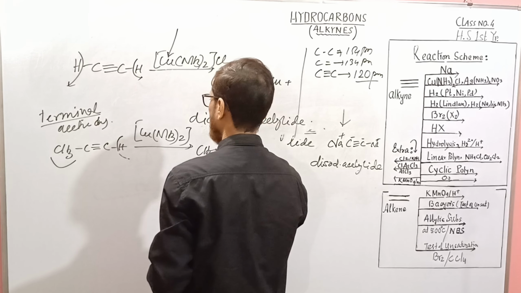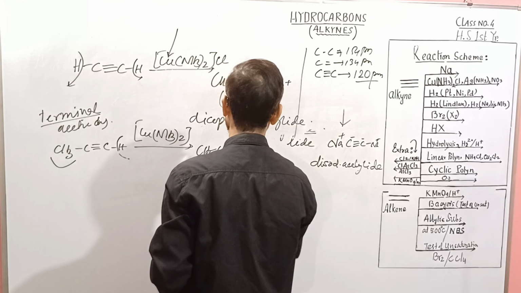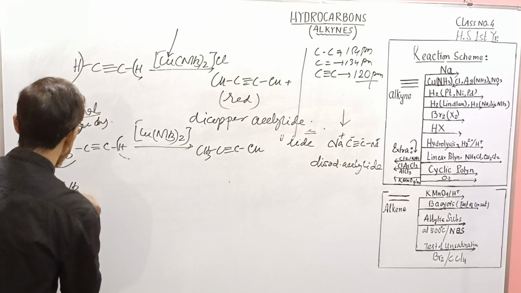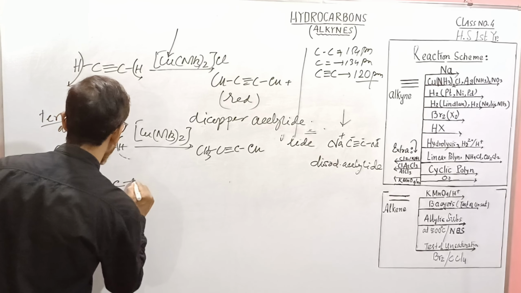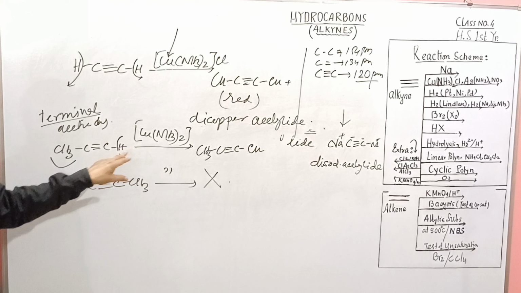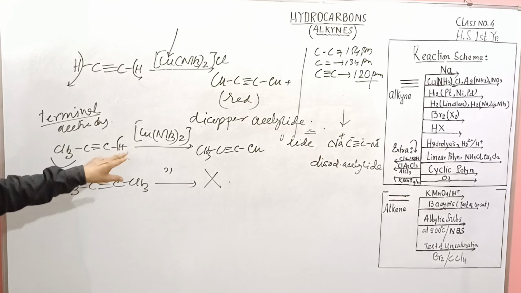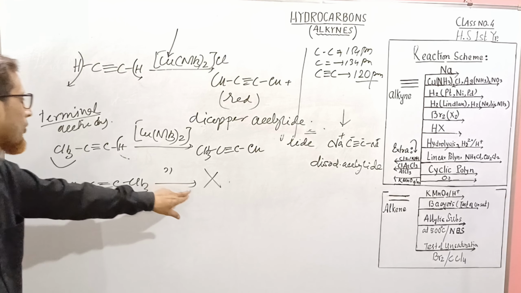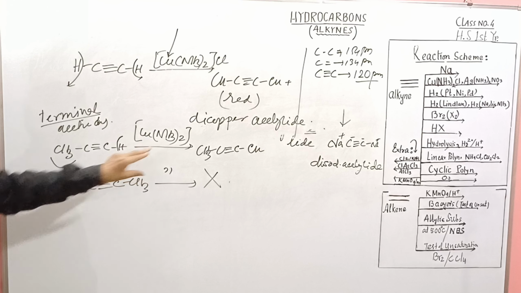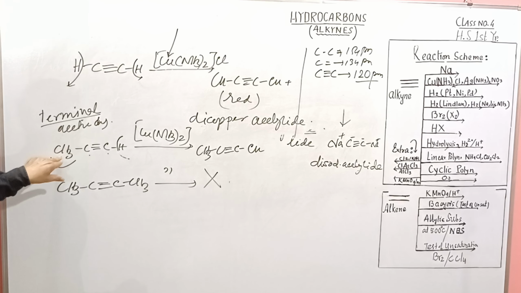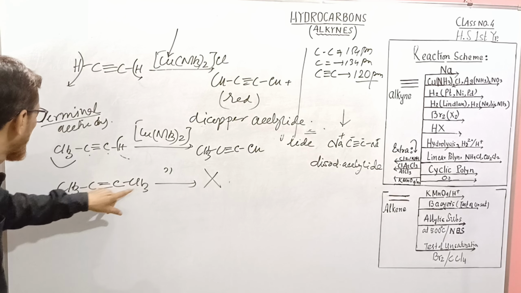So here you will get CH3C triple bond C Cu. Now, if both sides are CH3 and you use this one, there will be no reaction because there is no terminal hydrogen attached directly to carbon. So acidic hydrogen is not there, so no reaction will occur. Hence, this reaction is very important for the distinction of propyne and butyne-2.